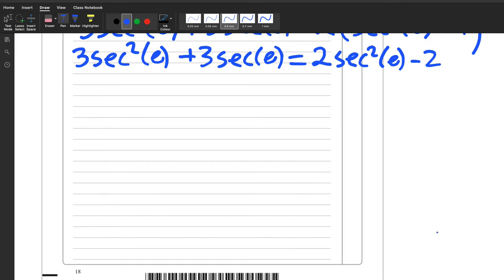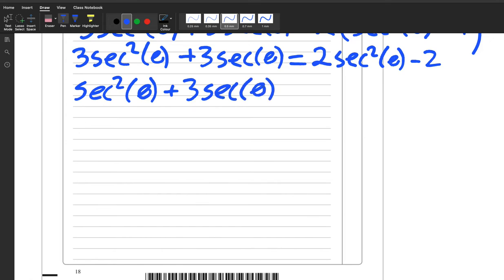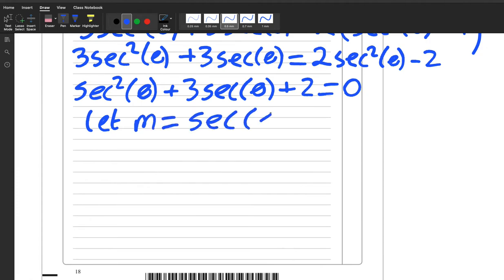So if I take everything on the right hand side over to the left hand side, that gives me sec squared theta plus 3 sec theta plus 2 equals 0. Okay? And then from here, I've got a quadratic in disguise. So if I say that let m equal sec theta, I can rewrite this as m squared plus 3m plus 2 equals 0. And here I've got a nice quadratic that I can factorize.